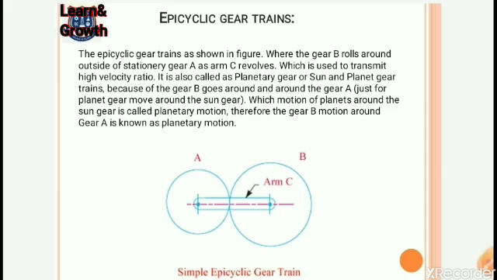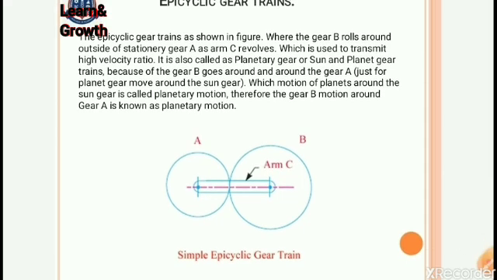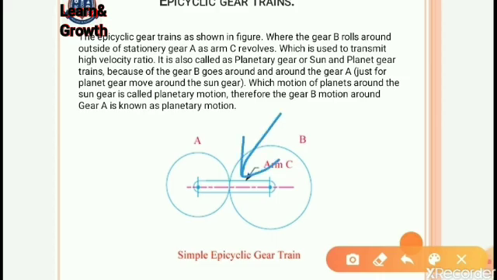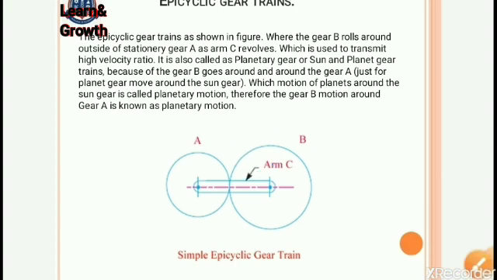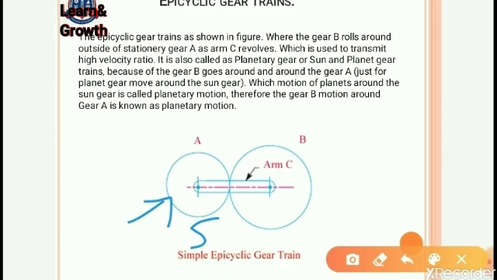In the figure there are two gears. The first one is gear number A and the second one is gear number B, and these are connected by an arm C. In the figure we can easily see the arm C. When gear number A is stationary, gear number B will rotate around gear A. This is the stationary gear and gear number B is rotary.